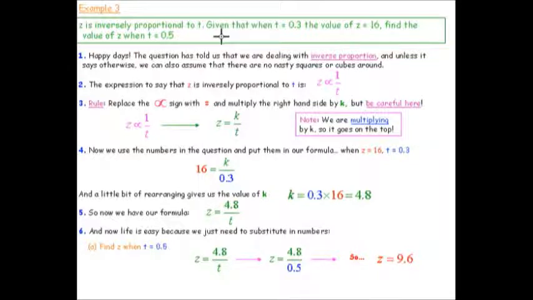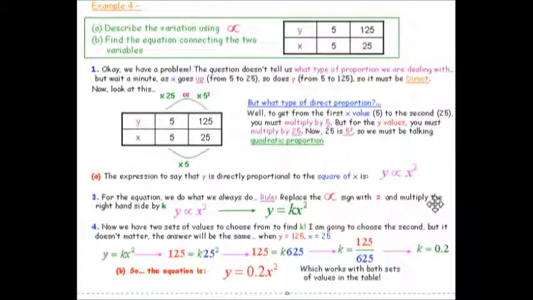Okay, so that's just a short question example on how we can deal with inverse variation. I hope it's all making sense. Here is a takeaway example that you can go and work out on your own. So you're given data y and x, and you're told to describe the variation using the proportionality symbol, and to find the equation connecting the two variables.